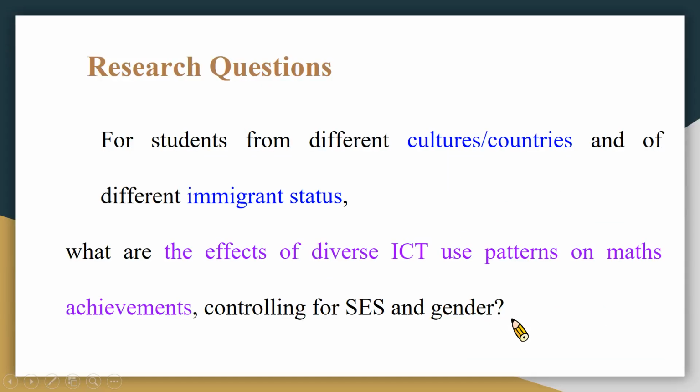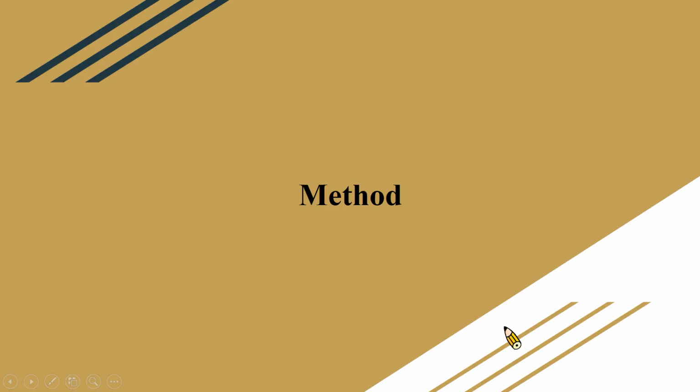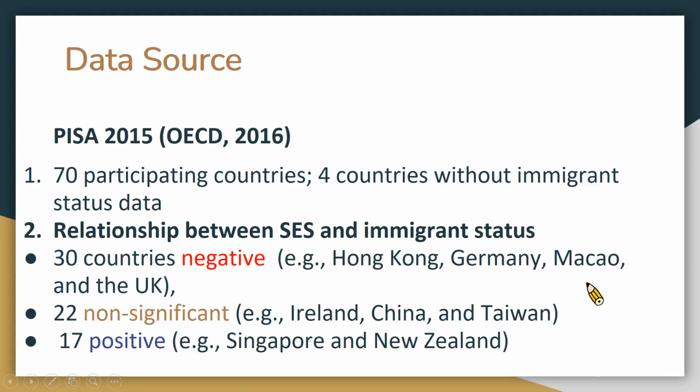So the research question of this study is that for students from different cultures or countries and of different immigrant status, what are the effects of diverse ICT use patterns on math achievement, controlling for SES and gender? For the method section, the data source of this study is from PISA 2015. There are 70 participating countries, 4 countries without immigrant status data.